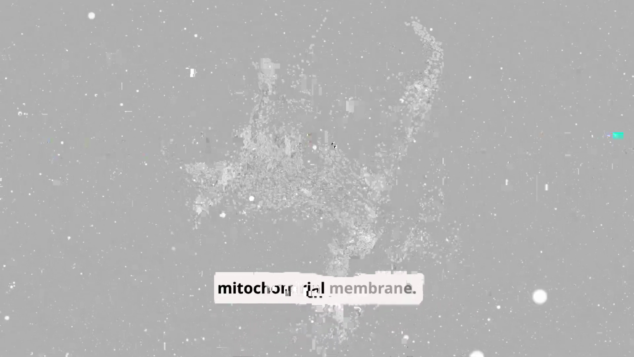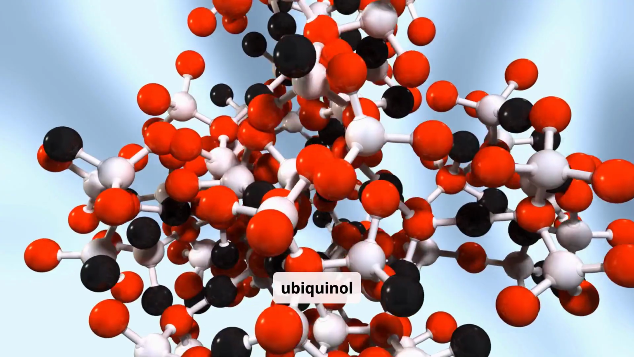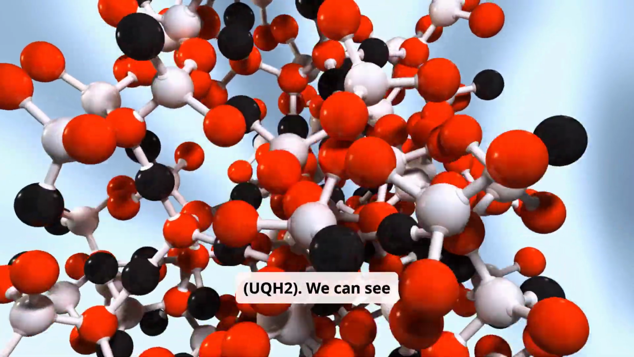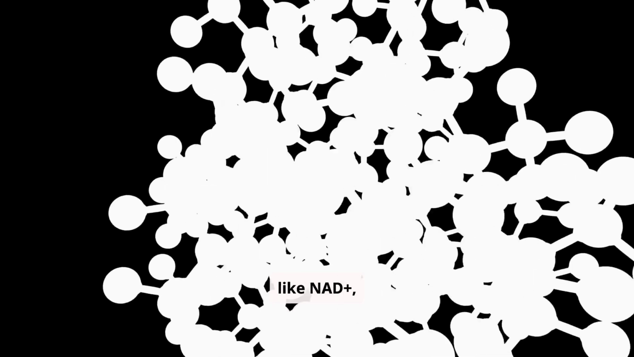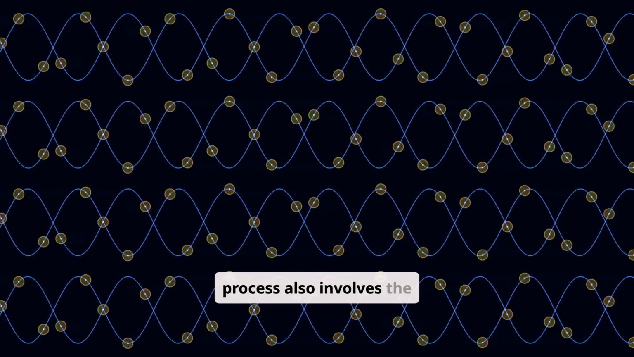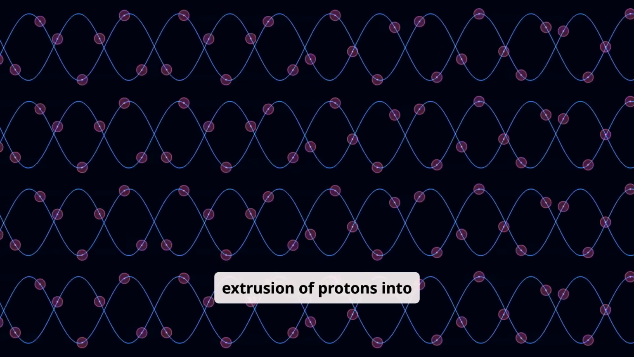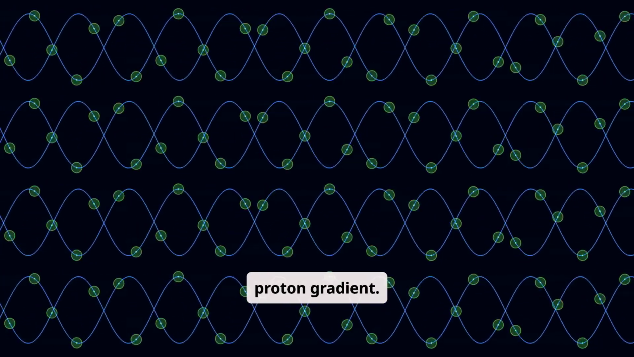This diagram shows complex I within the electron transport chain. It illustrates the flow of electrons and protons, starting with NADH and ending with ubiquinol, UQH2. We can see the reduction and oxidation of various molecules like NAD+, FMN, and Fe-S centers. This process also involves the extrusion of protons into the intermembrane space, contributing to the proton gradient.